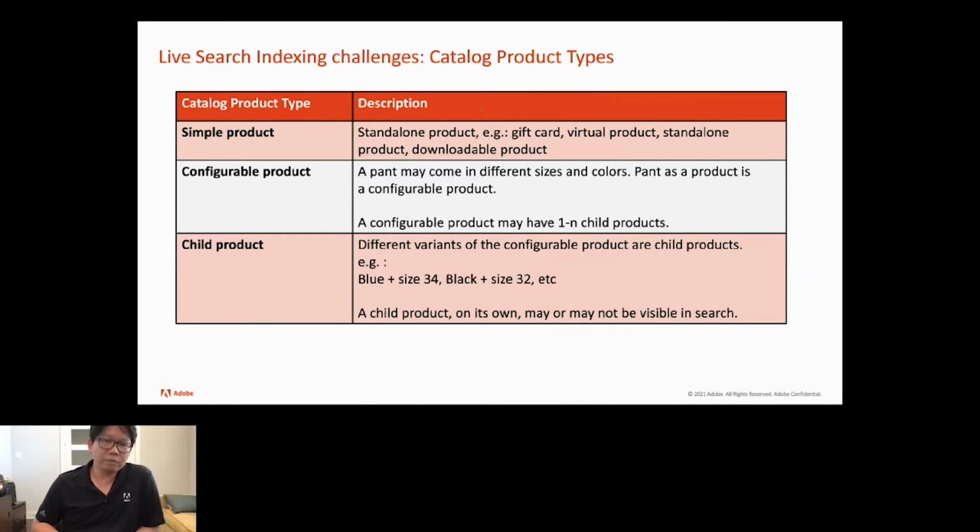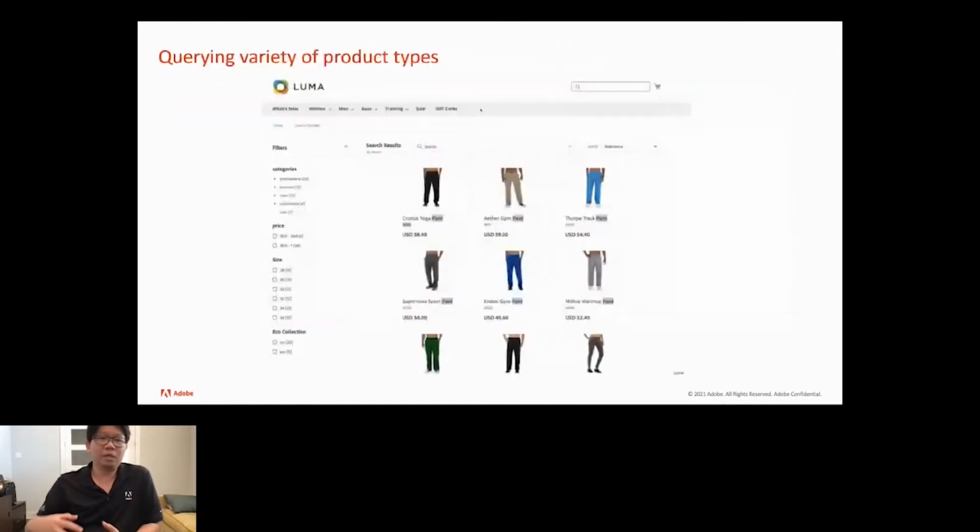And a configurable product may have 1 through n child products. A child product is basically a different variant of the configurable product. So a pen may come in blue color, size 34, black color, size 32, and so on and so forth. And a child product on its own may or may not be feasible when a user searches the products. Because of all these different product types, we need to ensure that when LiveSearch scores a variety of product types, it can represent the results properly.